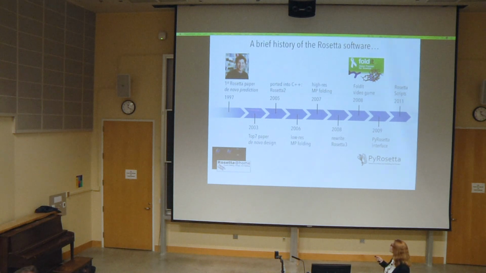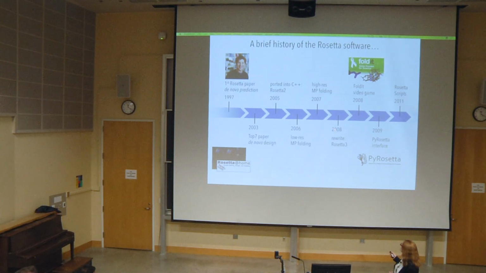Then Rosetta, until here, was developed in Fortran, and then it was ported into C++. It was basically an automatic machine translation of the code into C++, and we called this Rosetta 2. This happened about 2005. From the membrane protein perspective, in 2006, low-resolution membrane protein structure prediction became available, and in 2007, high-resolution membrane protein structure prediction. So this was 10 years after the first algorithm was developed.